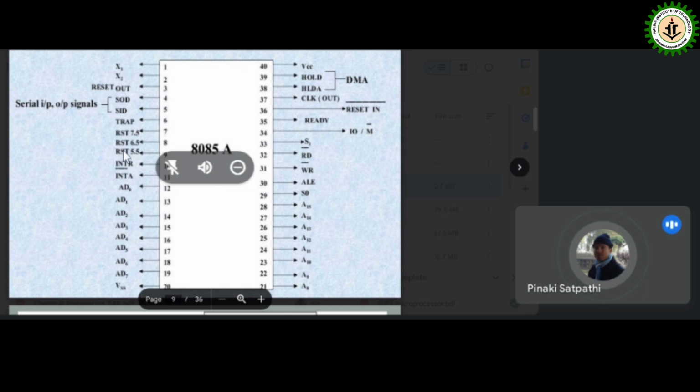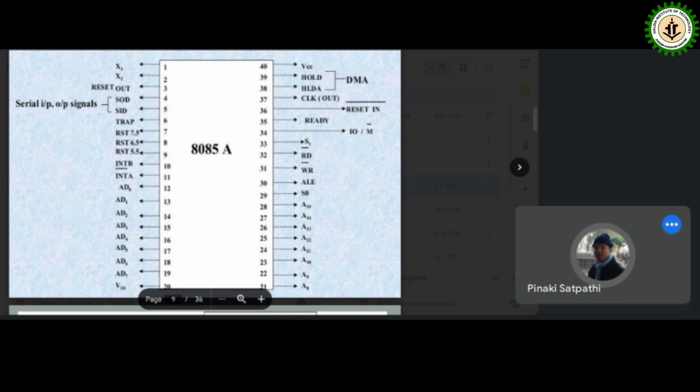Next, we have the interrupt signals, that is TRAP, RST 7.5, 6.5, 5.5 and INTR. As I told earlier, an interrupt is a request to the processor for immediate execution of a particular task or routine. These are all input signals to the microprocessor. When a signal goes high, the microprocessor is interrupted. It executes the current instruction and stores the address of the next instruction into the stack pointed to by the stack pointer. Then control is transferred to a particular memory location, and the microprocessor executes the subroutine present at that location.